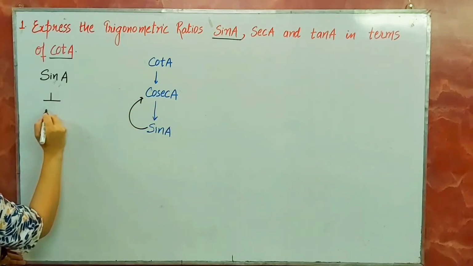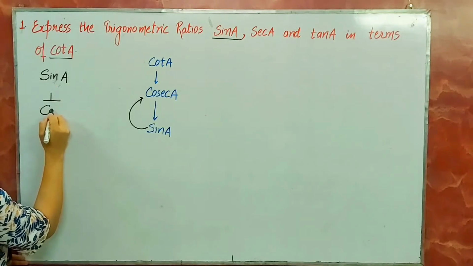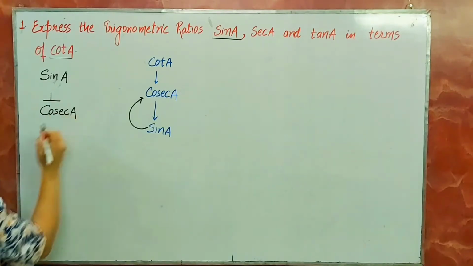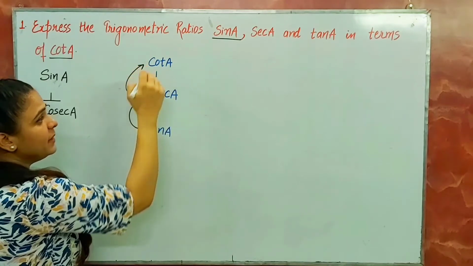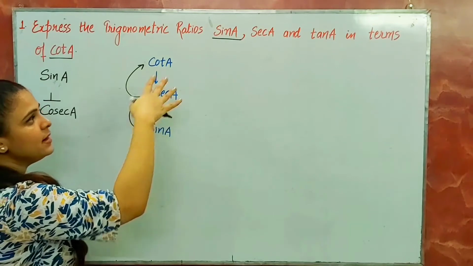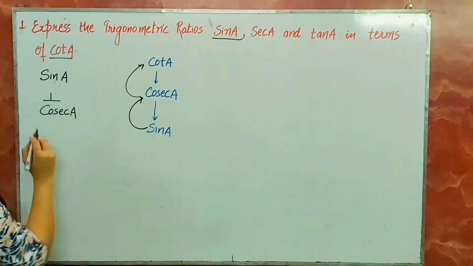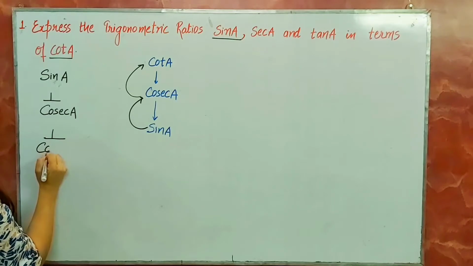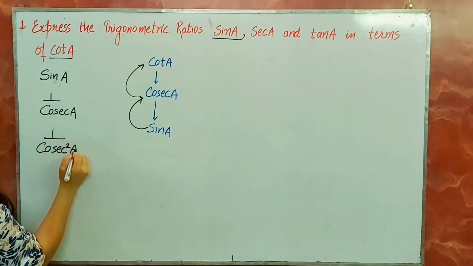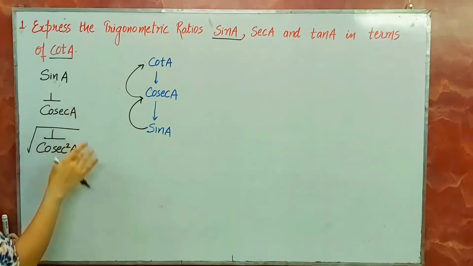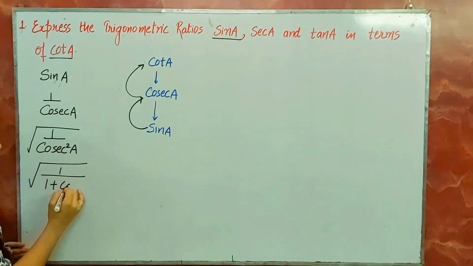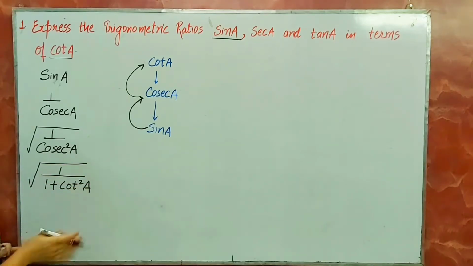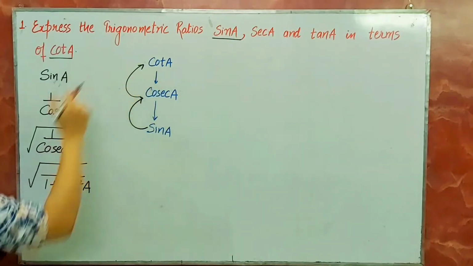By taking reciprocal, you can write sin A is equals to 1 upon cosec A. Now we have to convert cosec into cot, but there should be cosecant square A because they are related in terms of square relationship. So I can convert that in form of cosec square A and I'll take a root. Now they are equivalent. Using formula cosec square A is equals to 1 plus cot square A. So this way we can convert sine in the form of cot.